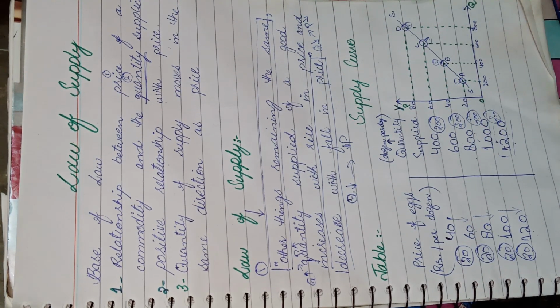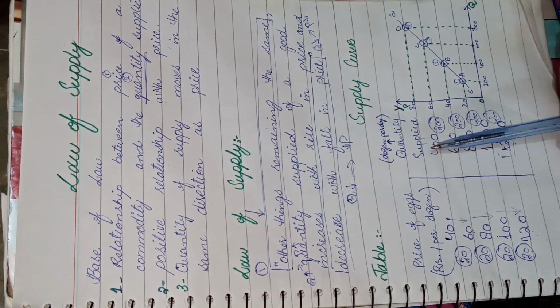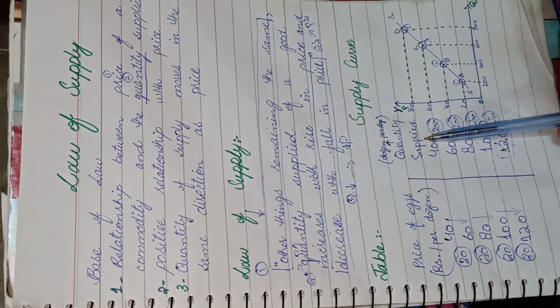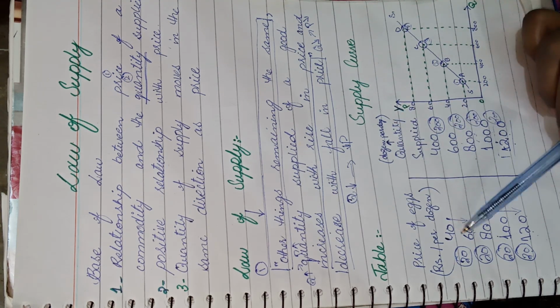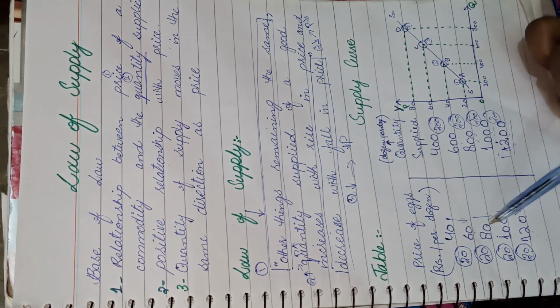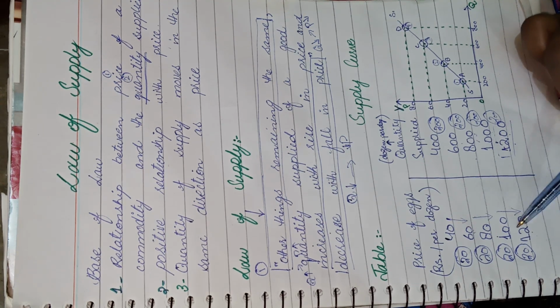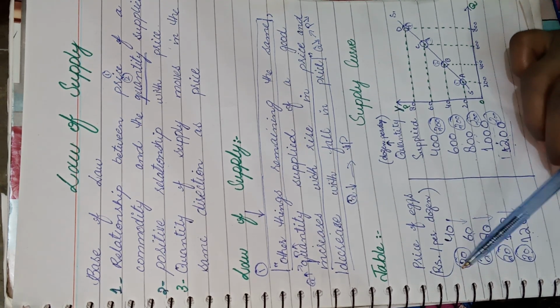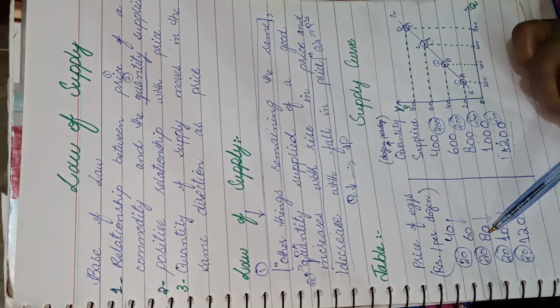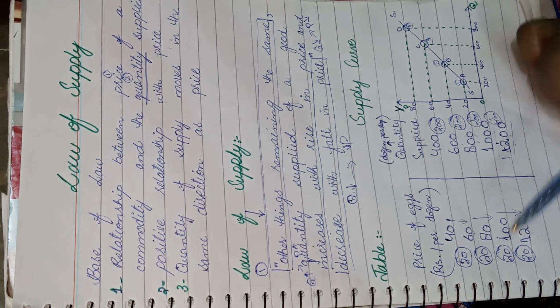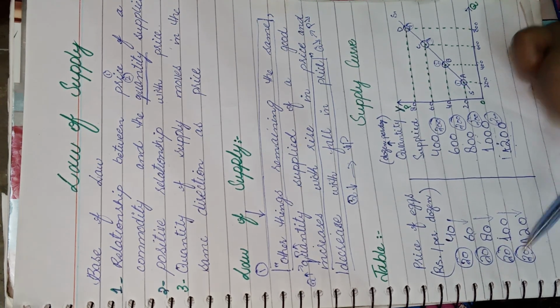Now we will discuss in detail the table of the law of supply. This is the price of X per dozen, and the quantity supplied, also in dozens per day. The prices are 40, 60, 80, 100, 120. You can clearly see that price is increasing. 40 to 60, there is a change in price of 20 units. 60 to 80, a change of 20 units. 80 to 100, 20 units change. 100 to 120, 20 units change.